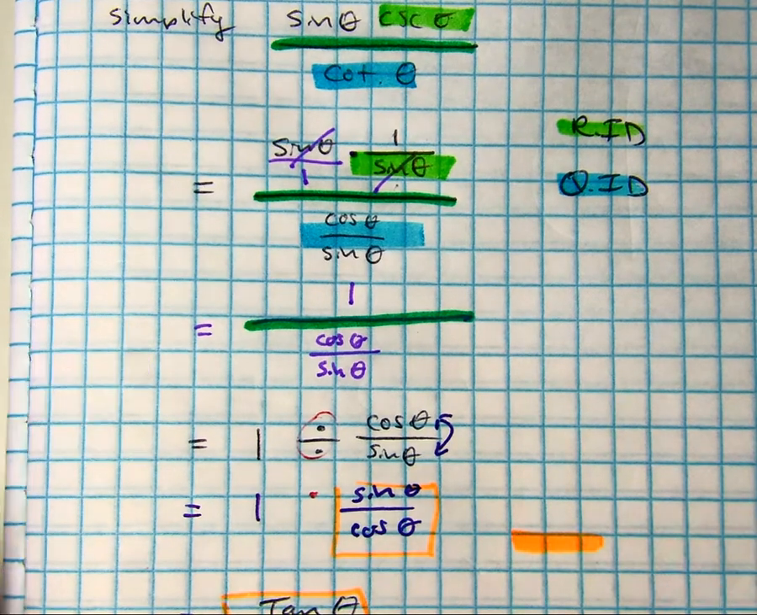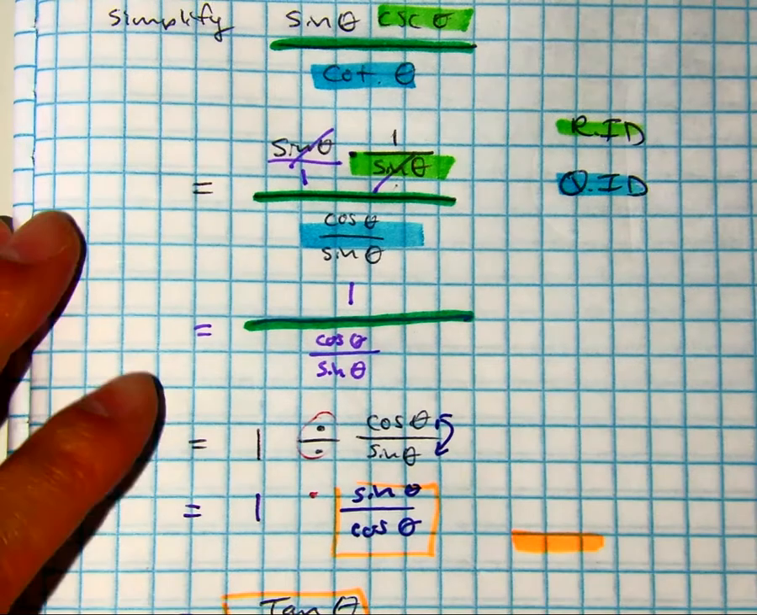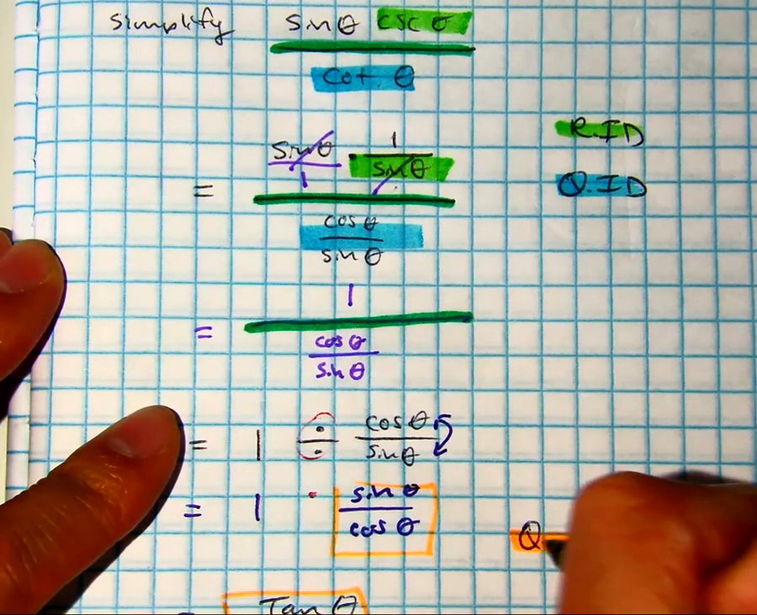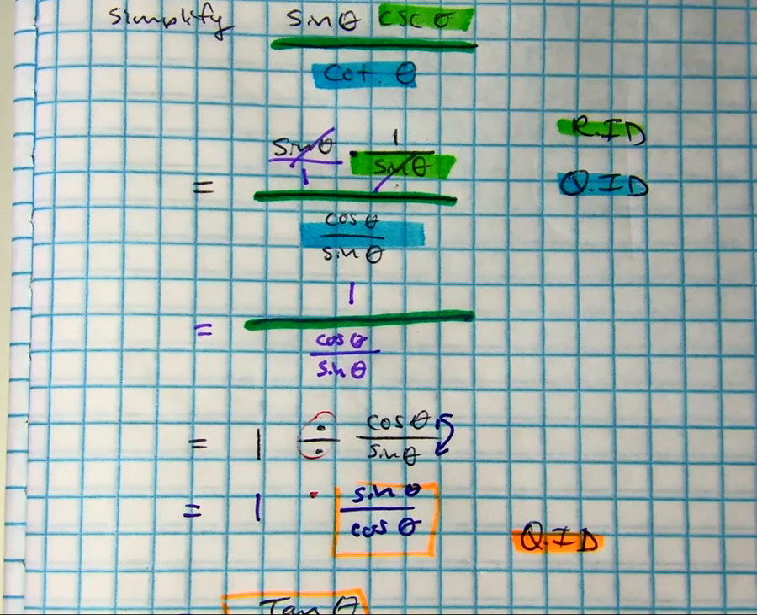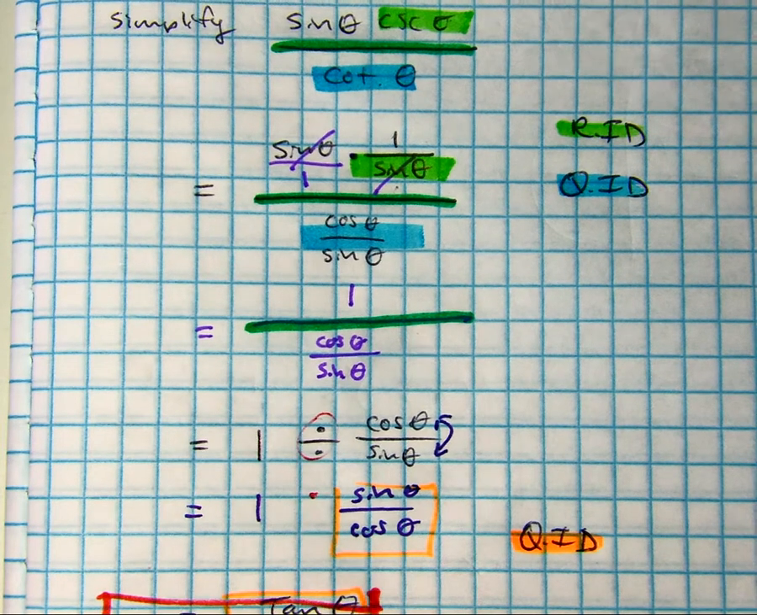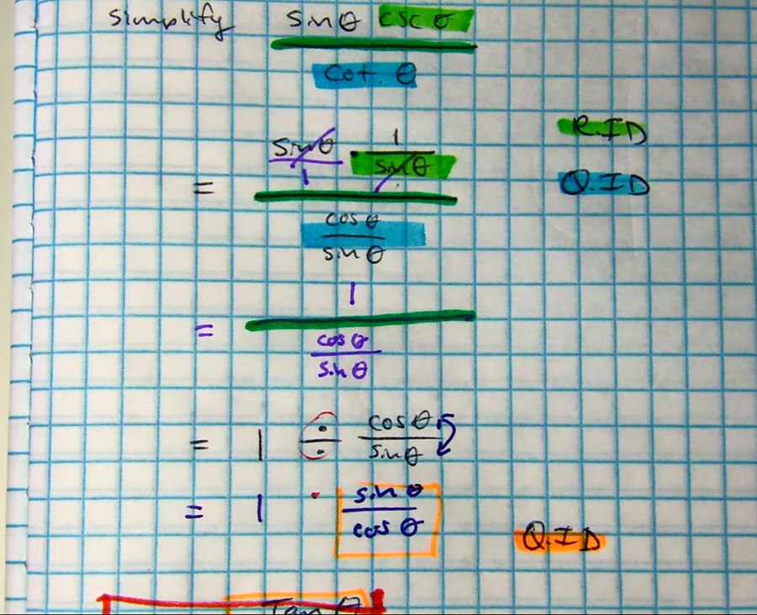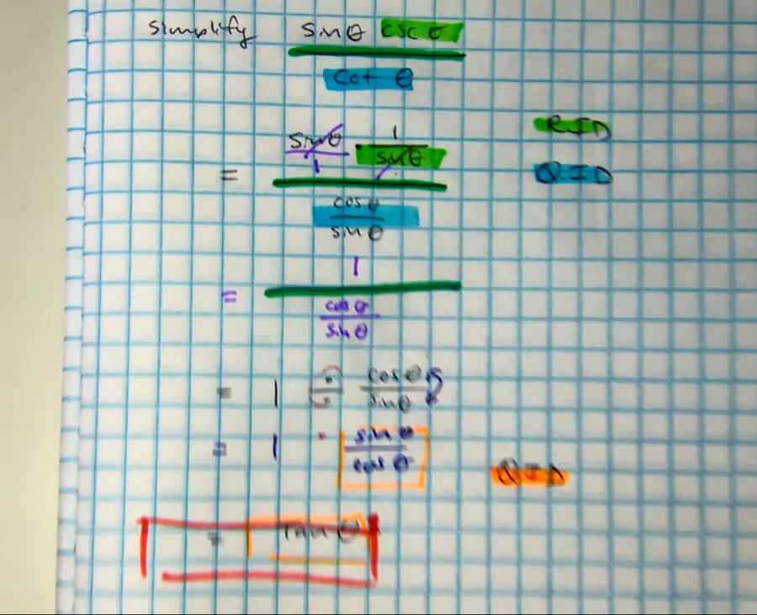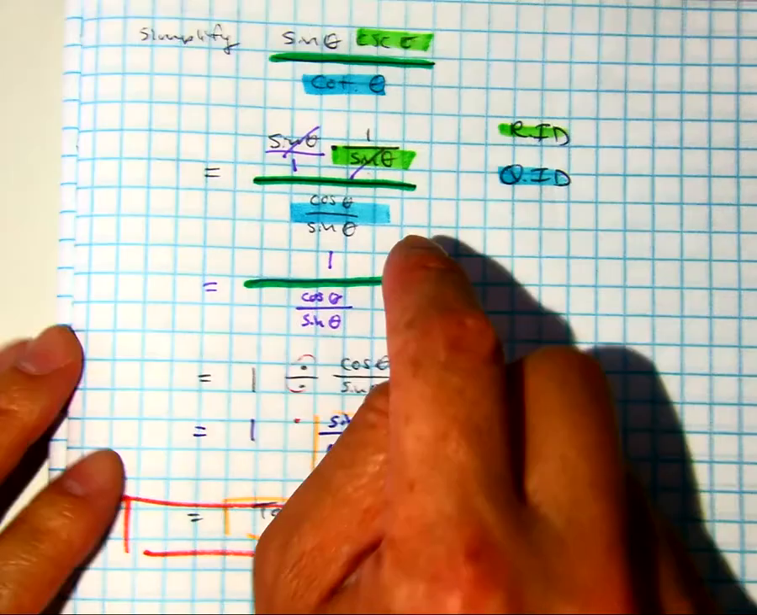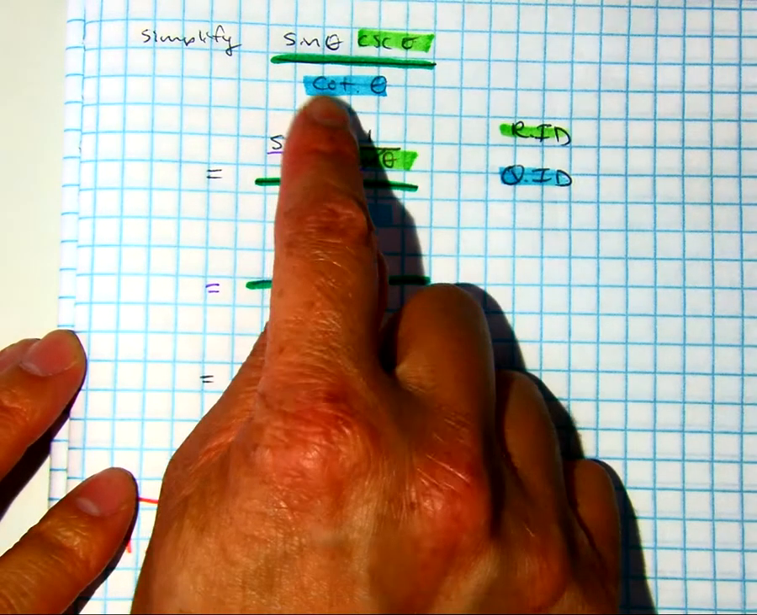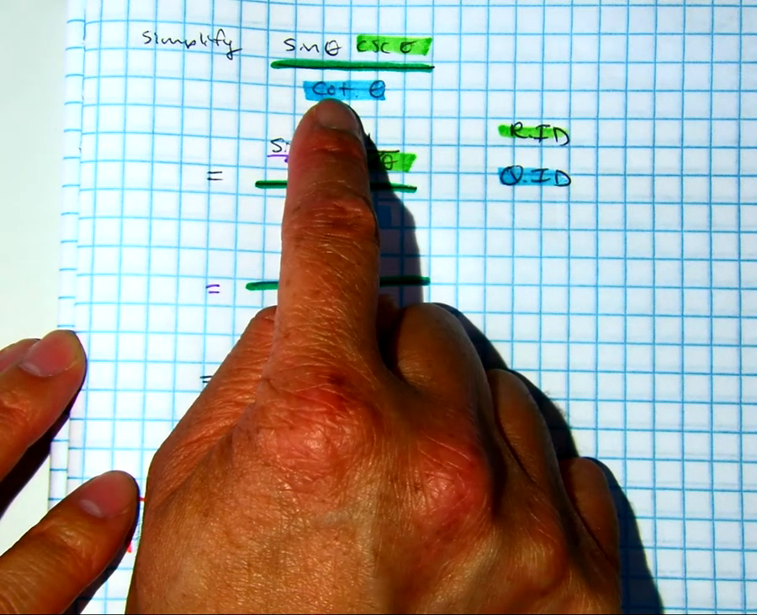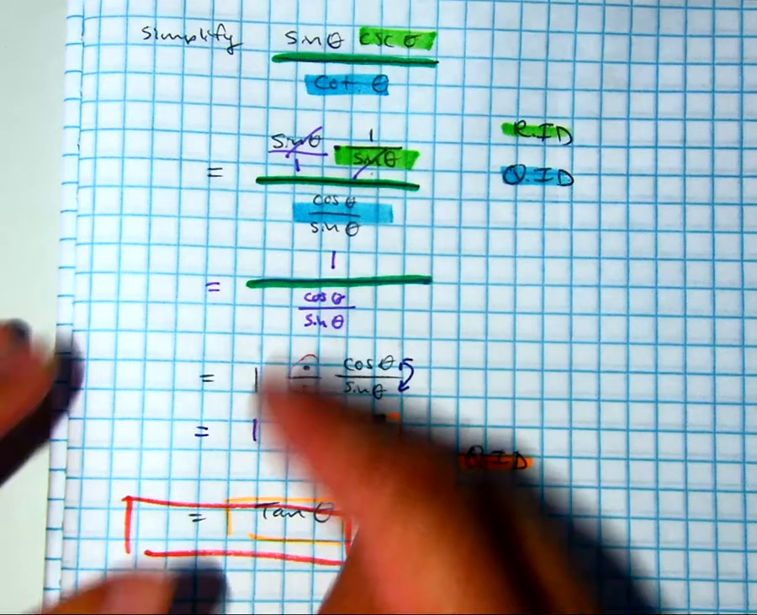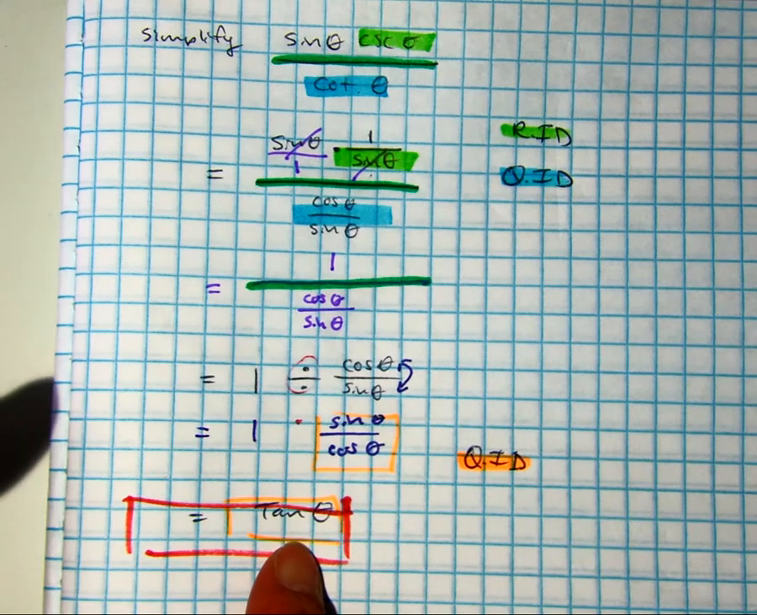What identity is that called? Quotient identity. Now, just like the potato, you can cook the potato in many ways. In this problem, you could have simplified in many ways. On my Google Slides, they used 1 over tangent. And if that just flips, you'll realize that just becomes tangent.